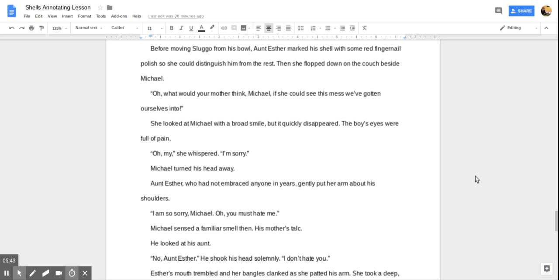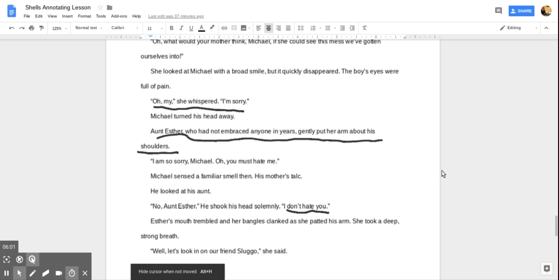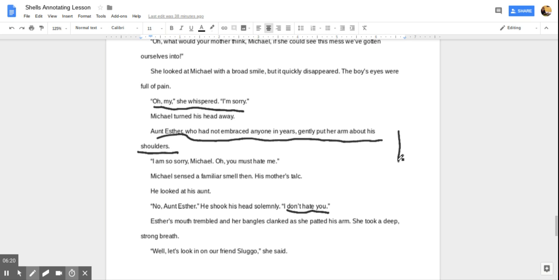Esther looks at Michael and whispers to him, "I'm sorry." And he turns away as she says to Michael, "You must hate me." And Michael then looks at her and says, "I don't hate you." So the characters who started off in the story fighting and hating each other now have come together. And so we have the solving of the problem, which we note over there.